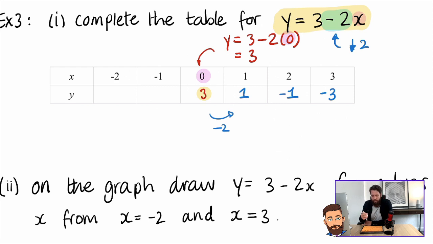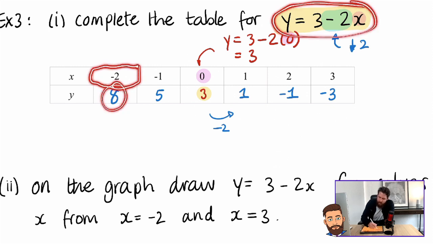Now the same rules apply. When I'm going backwards, instead of taking away 2, I'm going to have to do the opposite. I'm going to have to add 2. So 3 add 2 would be 5. And 5 add 2 would be 8. So as you can see, I can quickly fill those in. Let's just take this minus 2, for example, and just show you that you would actually get 8 if you inputted it into the equation.